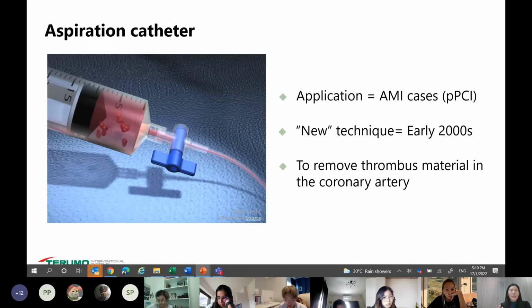So initially, if you look at this, it's actually very exciting, right? It was early 2000s, and it was very exciting. People thought that this is very revolutionary and it will change the practice. But then there were very disappointing results coming from large-scale trials on this concept. So it lost its initial appeal, but it's still used to remove blood clots in some cases.